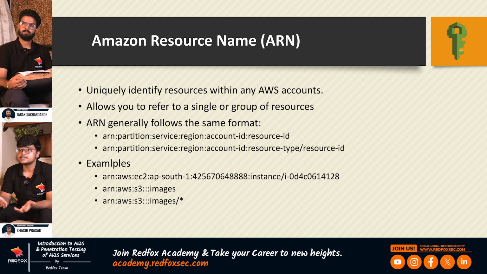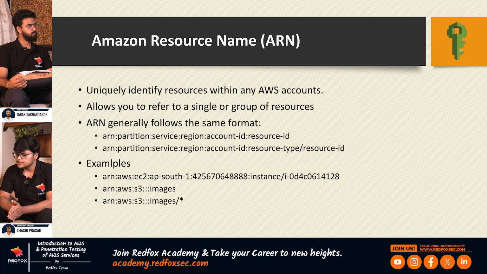The first example is that we are representing an EC2 instance. This is how you can do that. First we have ARN, then the partition name, which is AWS, then the name of the service, which is EC2, then the name of the region, which is ap-south-1, the Mumbai region, and then the name of the account. Finally, we have the resource type, which is instance, and then / resource ID, which is the ID of the EC2 instance.